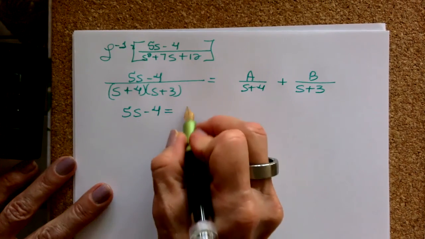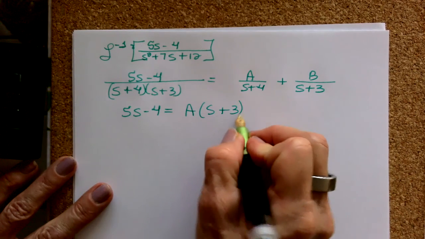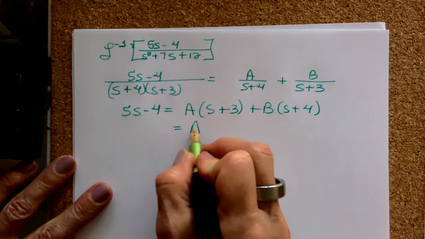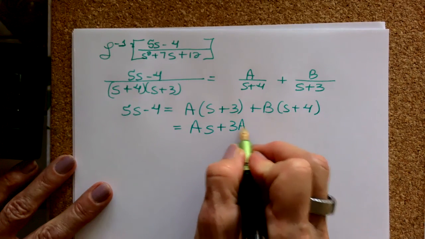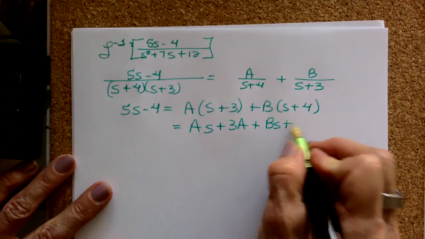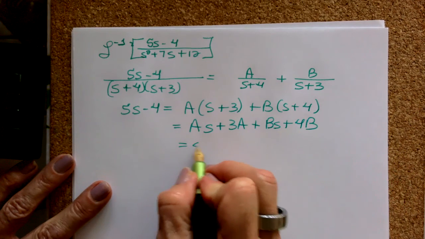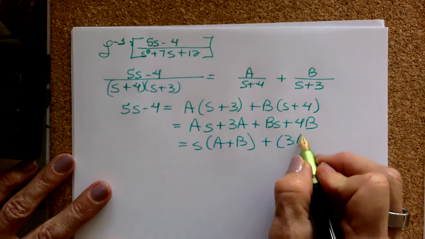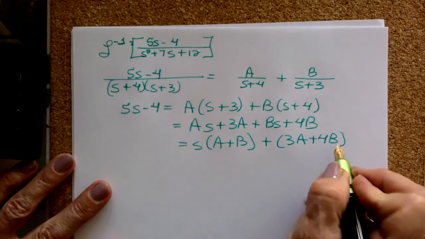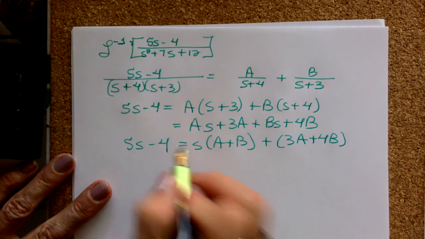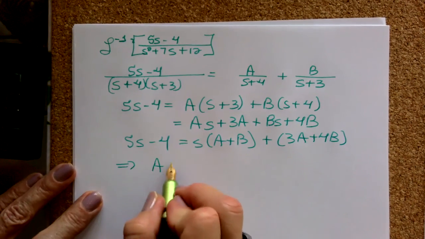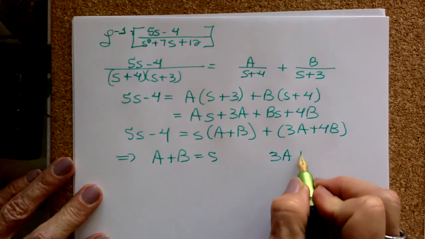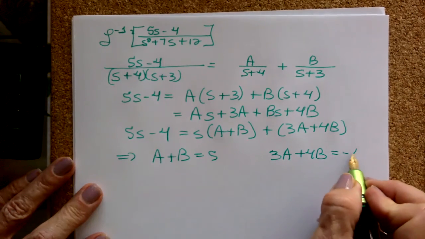5s minus 4 is equal to A times (s plus 3) plus B times (s plus 4). So on the right-hand side, that is As plus 3A plus Bs plus 4B. So that is s times (A plus B), and then the constant is 3A plus 4B, and that's equal to 5s minus 4. So that tells us that A plus B is equal to 5, and 3A plus 4B is minus 4.